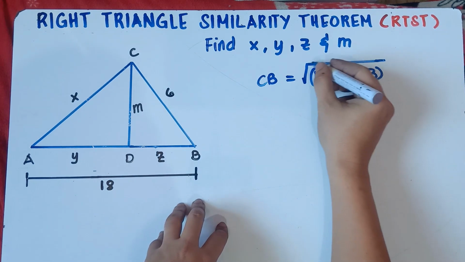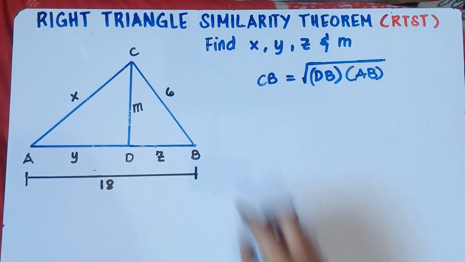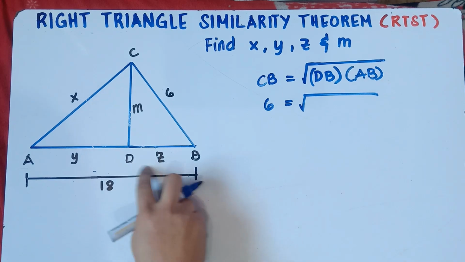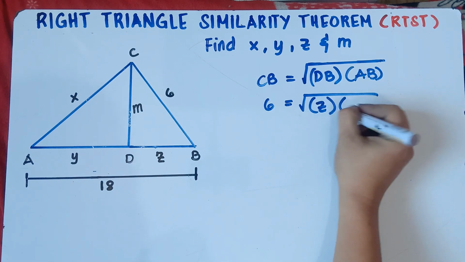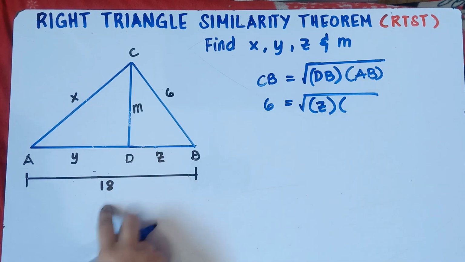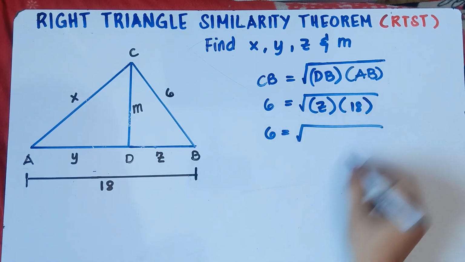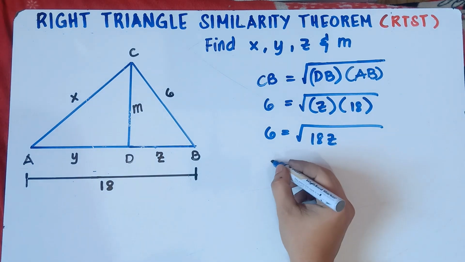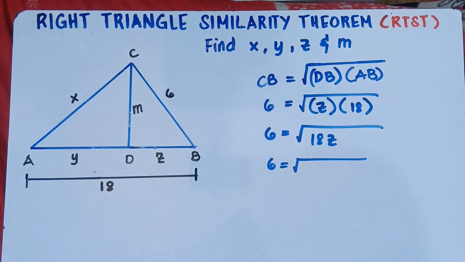Once again, feel free to see the first video, class. We actually derived the formula in that first video. So CB is 6. Substitute: square root of DB, which is z, since we don't have the value of DB, times AB, which is 18. So this will be 6 equals the square root of z times 18, that is 18z. Do we have the exact square root of 18? Nope, but we can simplify 18.